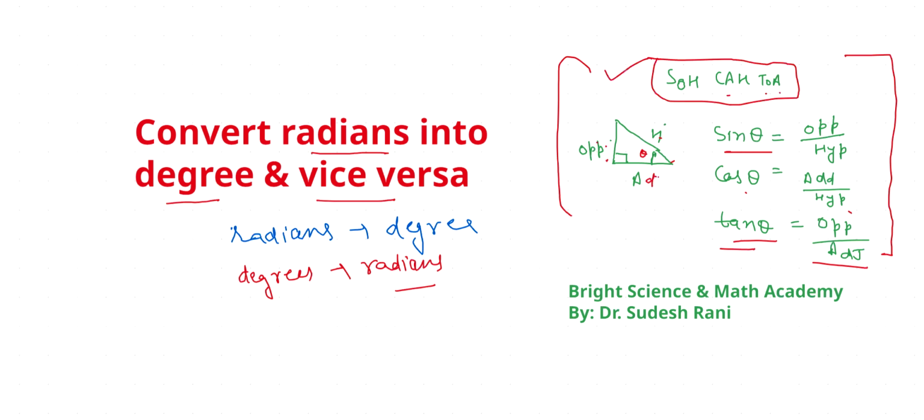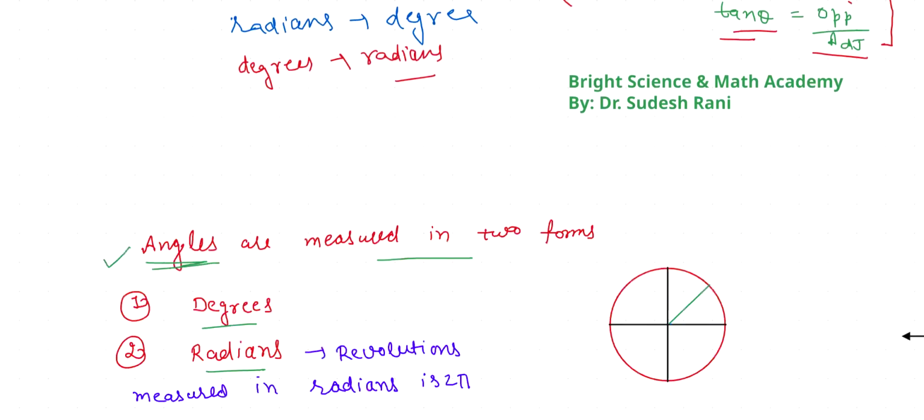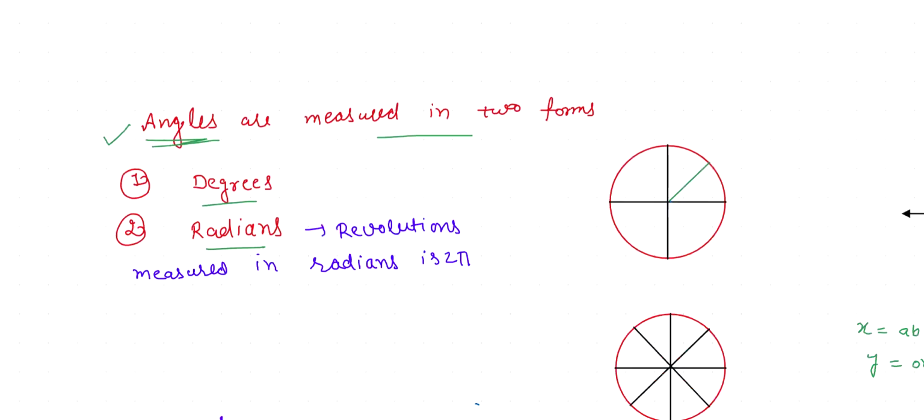Then, moving ahead to how to convert radians into degrees and degrees into radians. Since trigonometry focuses on the relationship of sides and angles of a triangle, let's go over how angles are measured. Angles are measured in two forms: one is degrees, another one is radians. So what are degrees and radians?